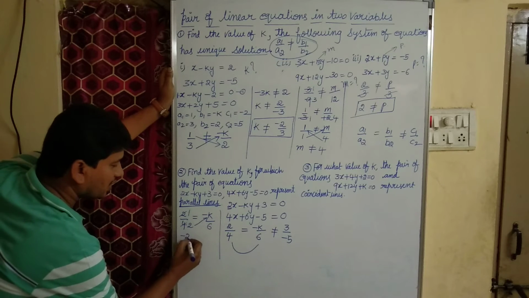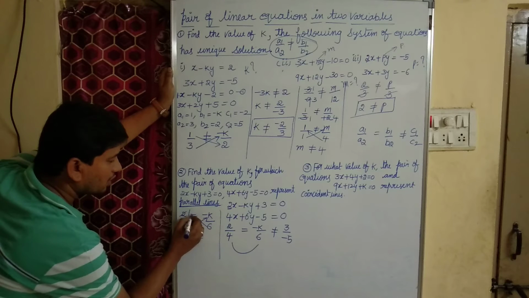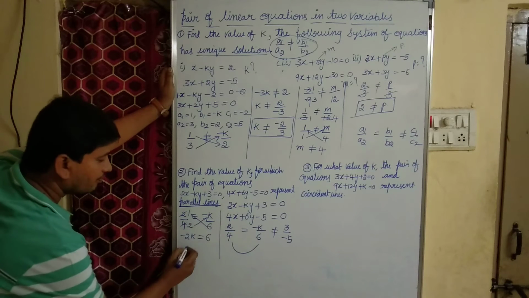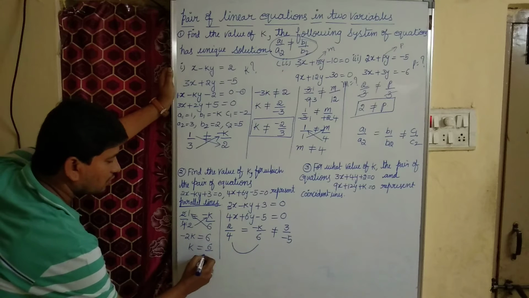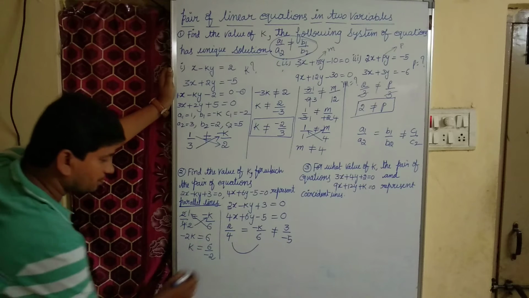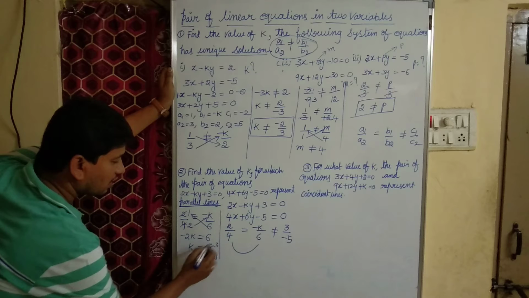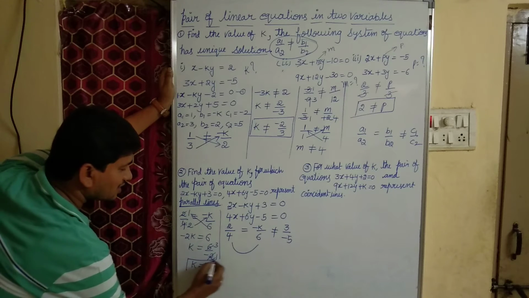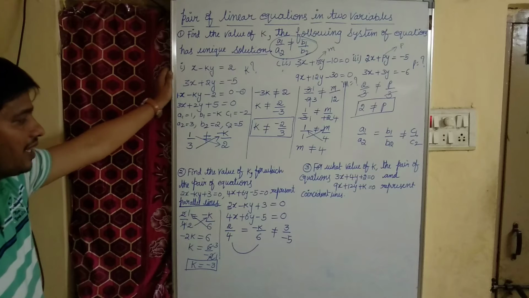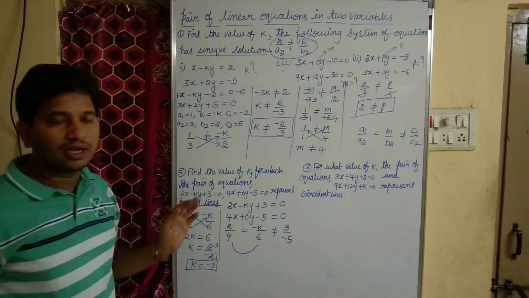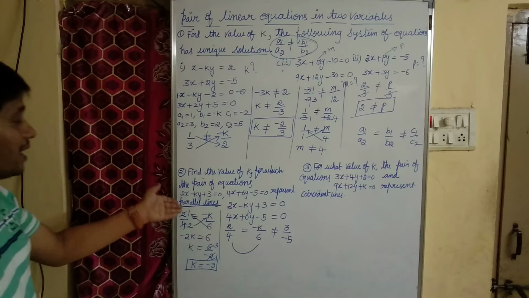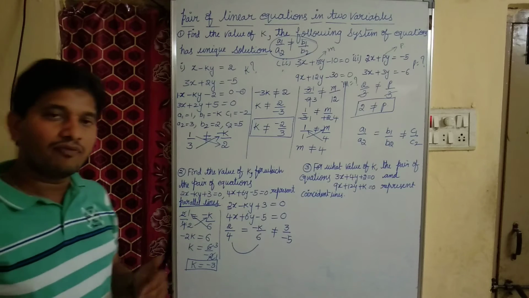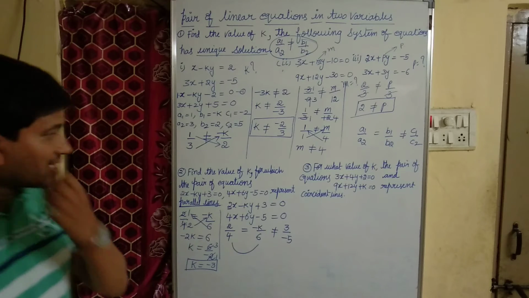2 into minus k, minus 2k, equal to 6 into 1, 6. As minus 2 is multiplying, transpose, so k equal to 6 by minus 2. 2 threes are 6, 2 ones are 2. So k equal to 3 by minus 1, I can write as minus 3. Right? So as the value of k is minus 3, then the given system of equations represents pair of parallel lines. Right? This is our second condition.